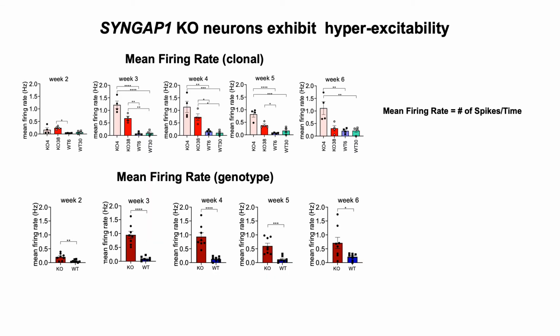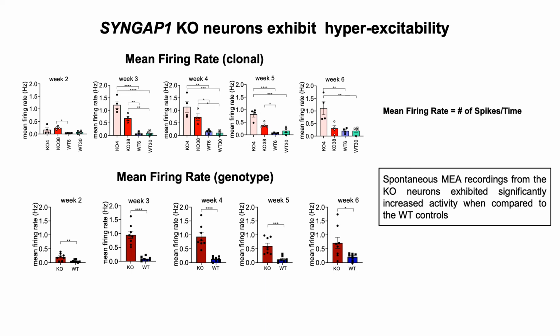Here, we quantified the mean firing rates for all the four clones individually, as well as grouped together by genotype, along a longer developmental timeline starting from week 2 to week 6 of neuronal maturation. The mean firing rates are clearly higher for the knockout versus the wild type control lines. The spontaneous MEA recordings from the knockout neurons exhibited significantly increased activity when compared to the wild type controls.